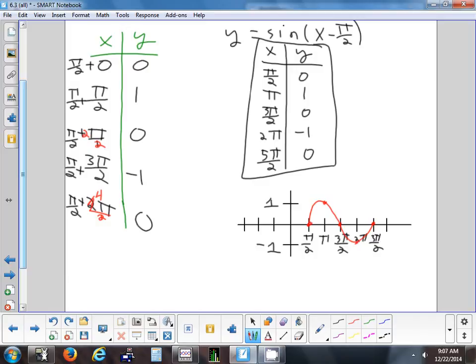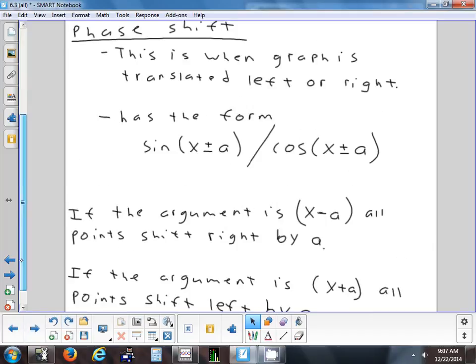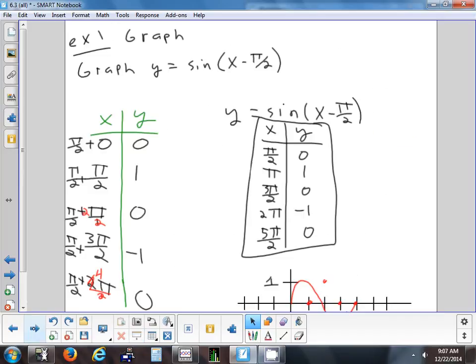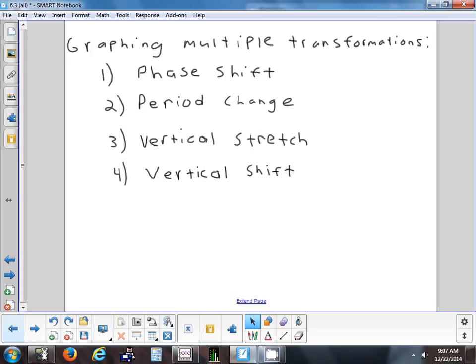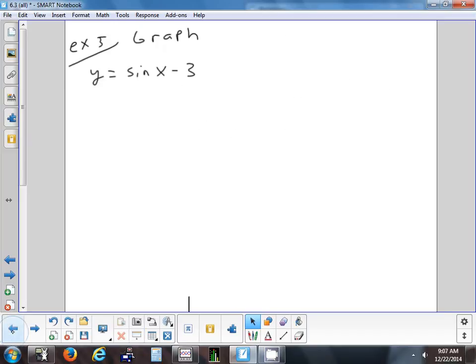Right, now we're going to take all our x's, 0, pi over 2, pi, 3 pi over 2, and 2 pi. Just get those from your table. And what are we going to do to each one of them? Do what with pi over 4? Subtract it. So we're going to minus pi over 4 from each one. Okay, we'll put our final answers inside that box.